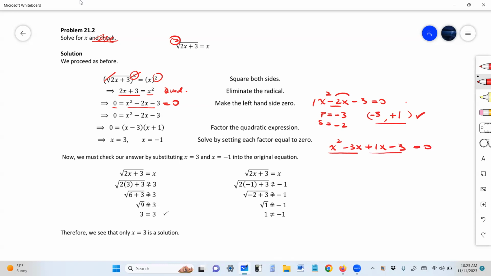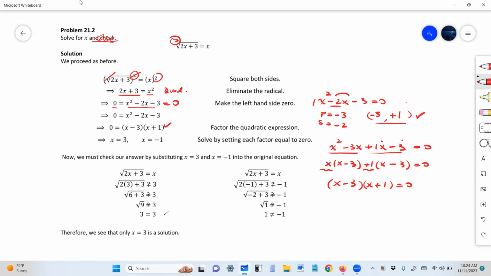We now factor by grouping x minus 3. I'm going to go a little faster here because I'm assuming that you remember this. There's nothing in common with the last two, so we factor a 1. And now we factor the x minus 3. So x minus 3 is a common factor, and x plus 1 right there. So this is exactly what we have over here.